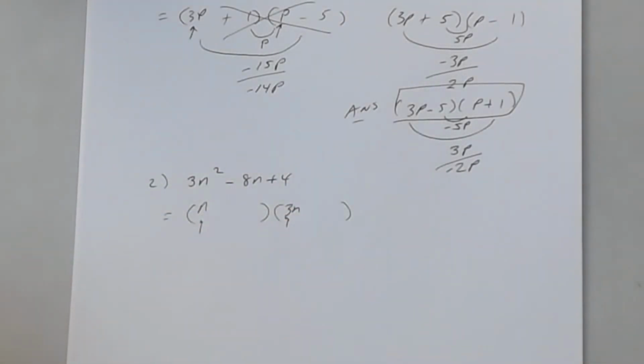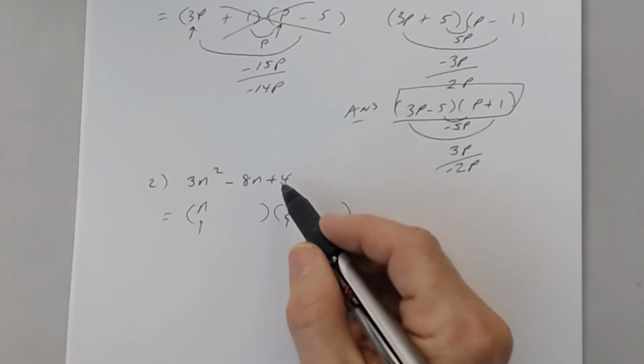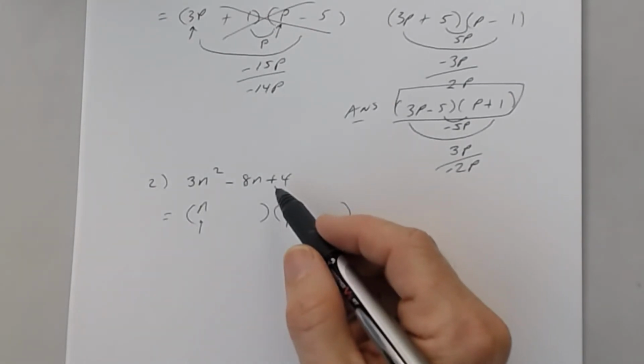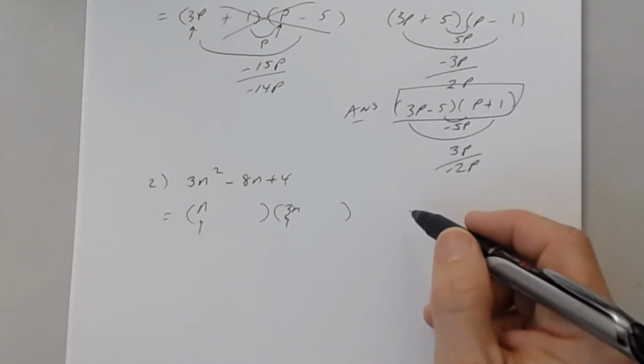A while ago I put 3n first. Let's put n first this time. It does not matter. You're going to check. If it doesn't work, you'll try something else. Now look at the 4, the last term. What are the possibilities of 4? 2 and 2, and 4 and 1. What do you want to try?